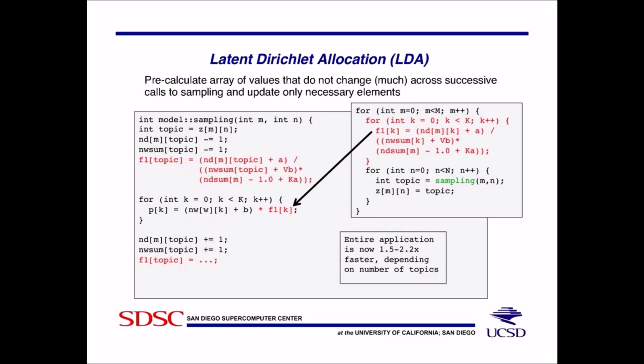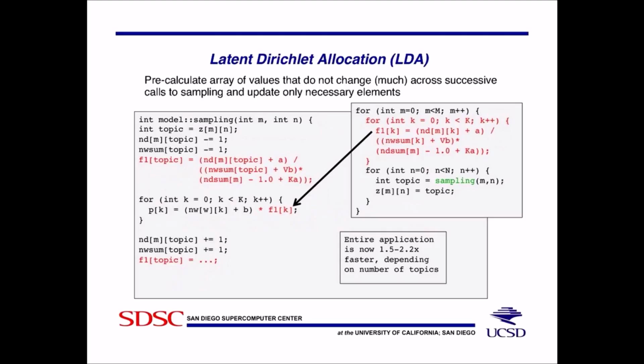That's the block of text in the upper right. We pre-calculated this, what I'm going to call an almost invariant, this new array F1. We calculate that before we go into the inner loop over the index n, and then within the sampling method, we just update that single element of F1 that I highlight in red. We use it in the calculation, and then we do the update again at the end of the code.